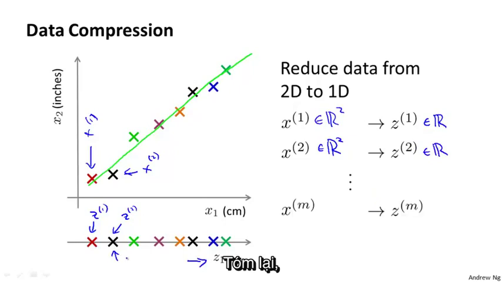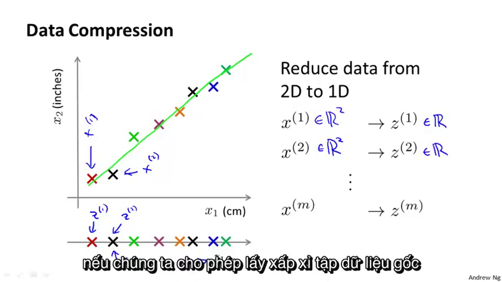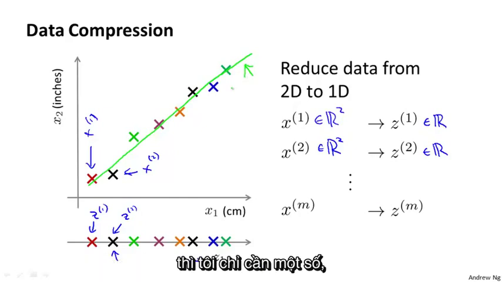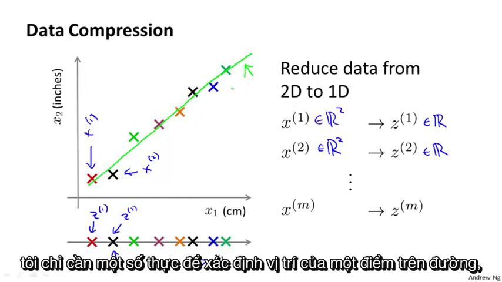So just to summarize, if we allow ourselves to approximate the original dataset by projecting all of my original examples onto this green line over here, then I need only one real number to specify the position of a point on a line.